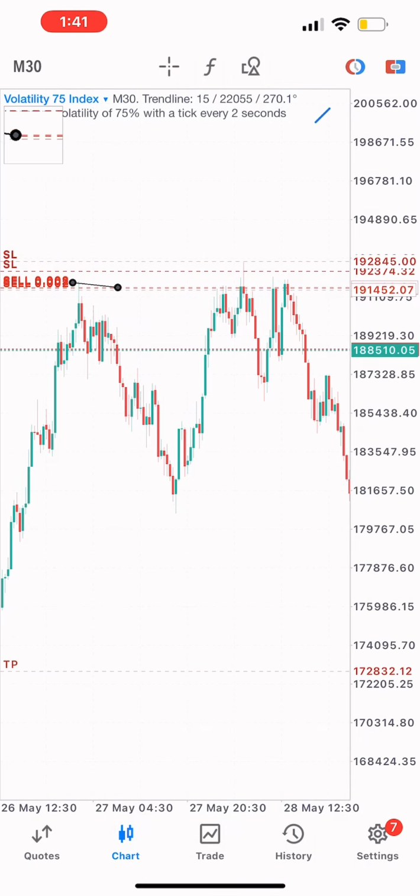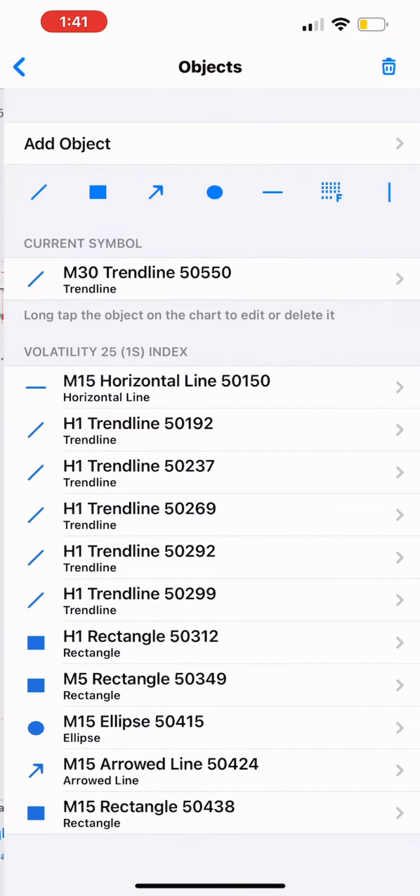So now let me break this trade down for you guys. Why did I actually take this trade? First of all, there's a liquidity sweep. That's the first thing you're looking for. If you're looking for a buy, the first thing you should be looking for is a sweep of liquidity.